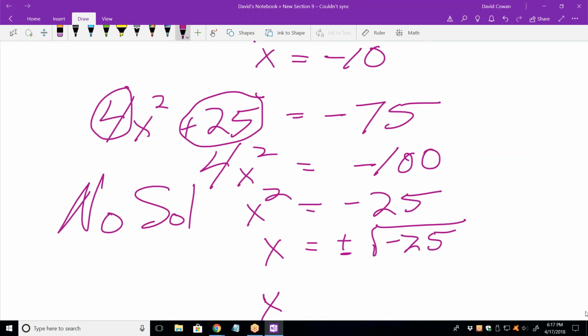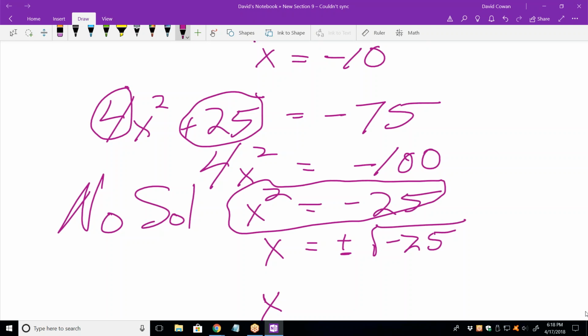Really? Mm-hmm. You cannot take the square root of a negative number. That's why I said really when you gave it to me, because I could see that it was going to be the square root of a negative number. And unless this was plus 75, then that would change a lot.